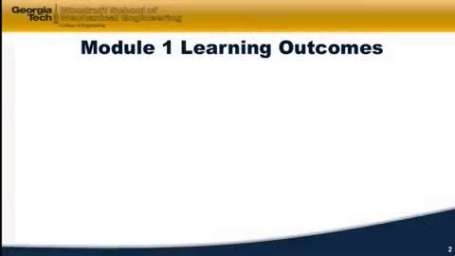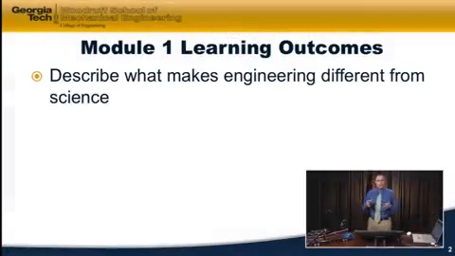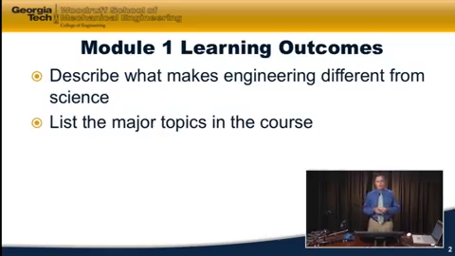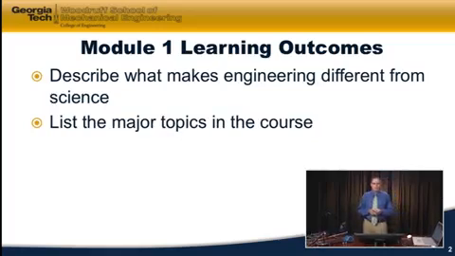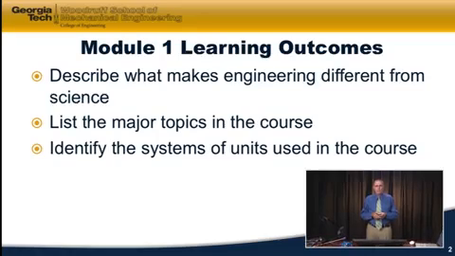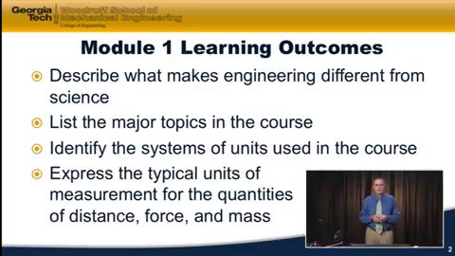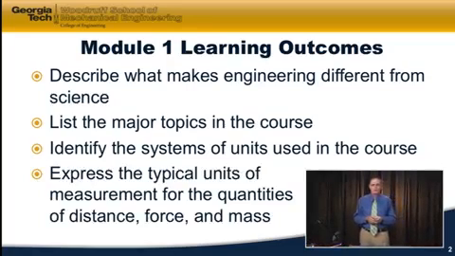I'd like to look at the learning outcomes for Module 1. First, we'd like to discuss what's the difference between an engineer and a scientist. What makes engineering different from science? And then we're also going to look at the major topics in this course. And finally, we're going to look at the system of units that will be used in this course. You're going to get a little exercise here where you'll be able to express those typical units for measurements of force, distance, and mass, and also the acceleration due to gravity.